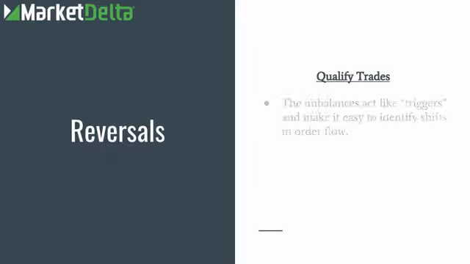All right, so let's jump into a couple examples, and that would be reversals. So we're going to look at reversals, trends, and then real-time support and resistance. But reversals, typically you're going to use this volume imbalance to qualify trades at reversal levels. So the imbalances act like triggers, which makes it easy to identify shifts in order flow, or I should say easier.